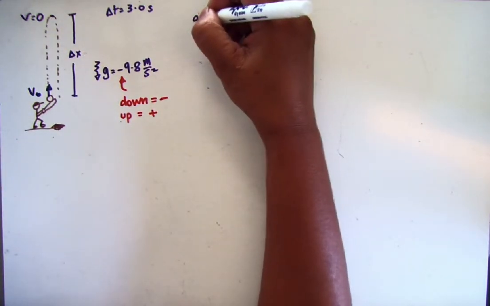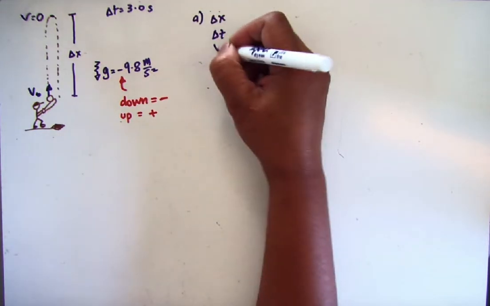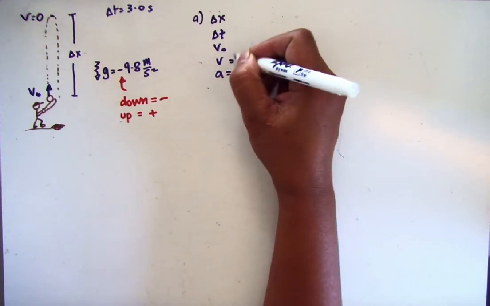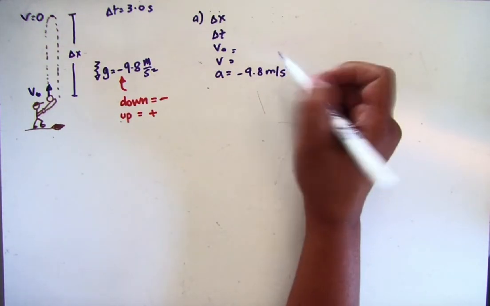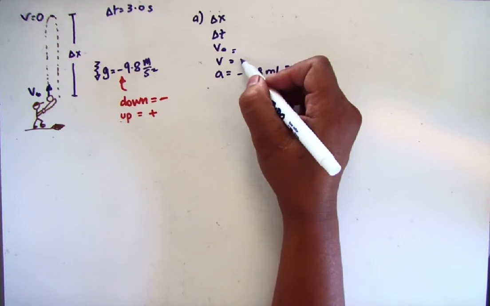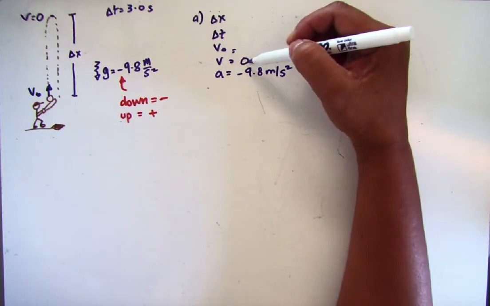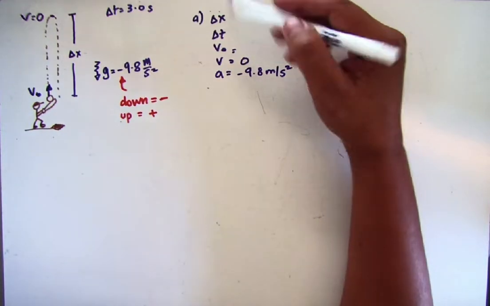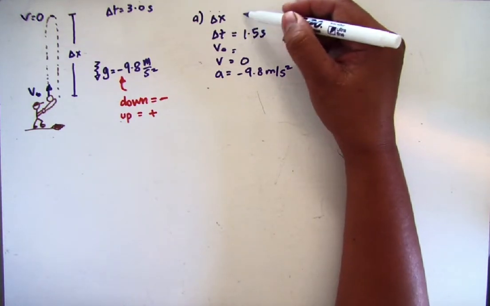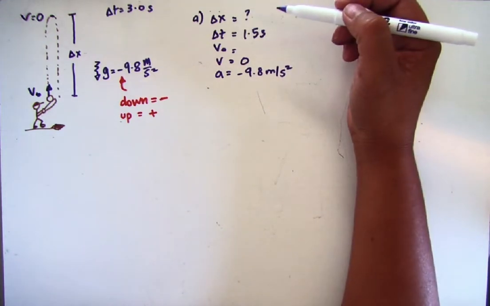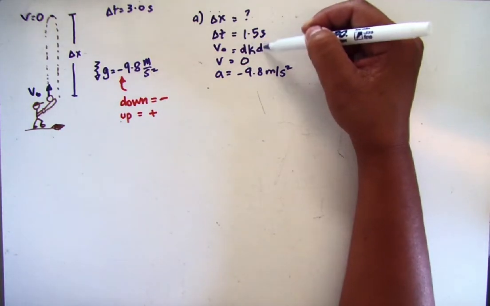Knowing that, we can start plugging in what we know and don't know and want to know: delta x, delta t, v naught, v, and a. We've already decided that a is negative 9.8 meters per second squared, gravity, down. We don't know our initial velocity, but our final velocity is 0, because we're really just looking at the first half, and it reaches 0 speed at the very top. The time is half of 3 seconds, which is 1.5 seconds. And what we want to find in part A is the maximum height, or delta x.